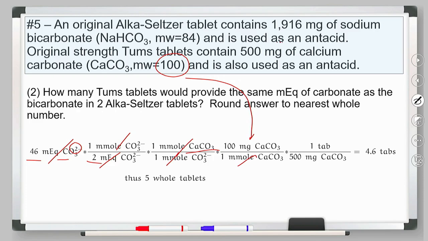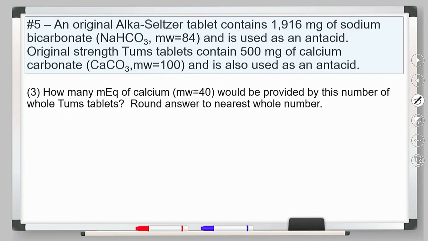And lastly, it's a 500 milligram tablet. So if I divide by 500 milligrams per tablet, I get a number 4.6, so clearly we have to round that up to 5. So we would round that up to 5 whole tablets to get as close as we could to the amount of 2 Alka-Seltzer tablets. Okay? All right, so now the question is, how much calcium are you going to get from that?